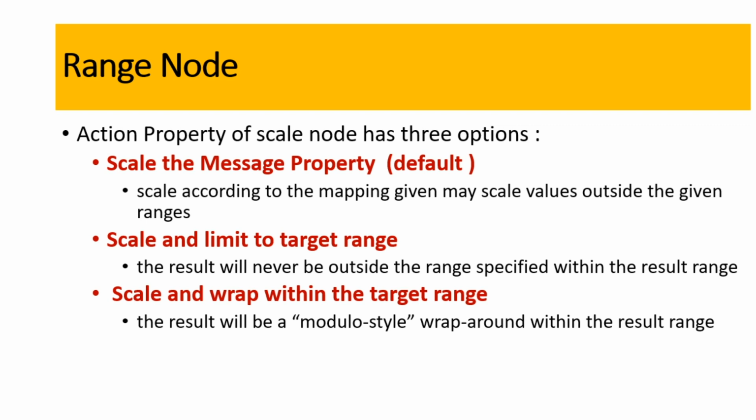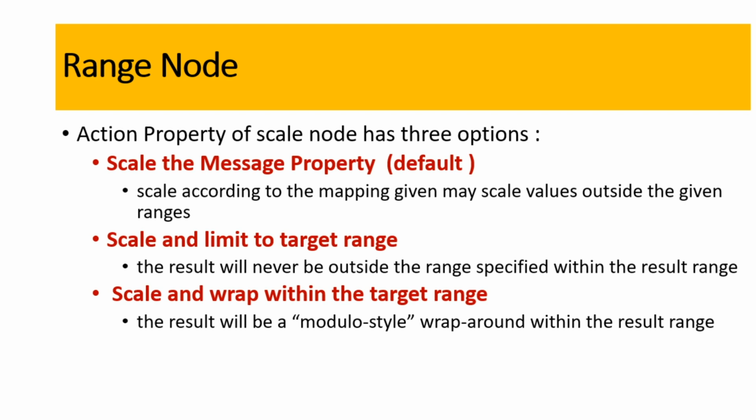Before that, we'll see the range node action property. It has three options. The default option is set as scale the message property. This scaling happens based on the mapping given, and by default it also maps outside the given ranges as well. If you are very particular with the range, then you have to select the second option, scale and limit to target range. Here the results will never go outside the range specified in the result range. And the third option is to wrap it around, so the results will be wrapped around within the result range.